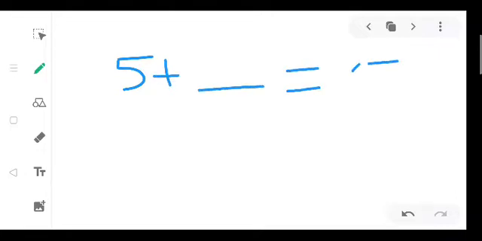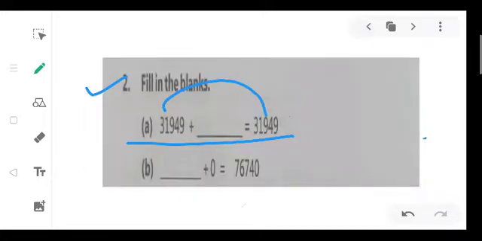How will the sum remain the same? In 5, whatever we add, it will remain 5, it means we will add here 0. The same way if we add 0 to the given number, the sum will remain the same. So its answer is 0.